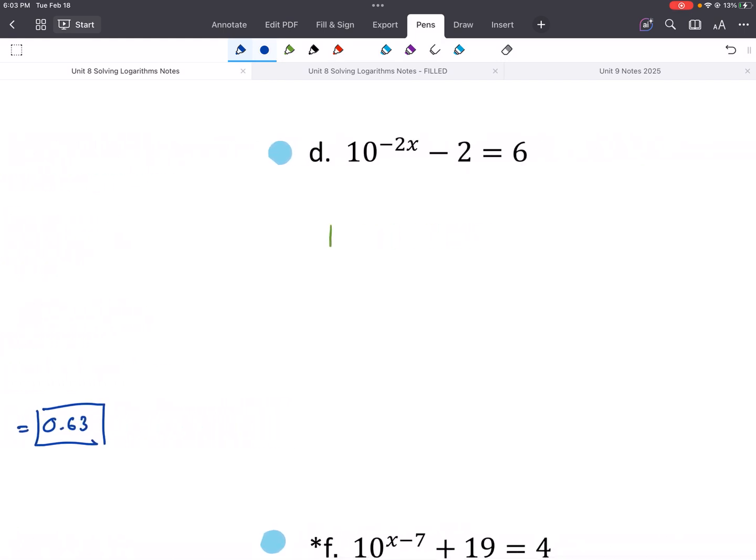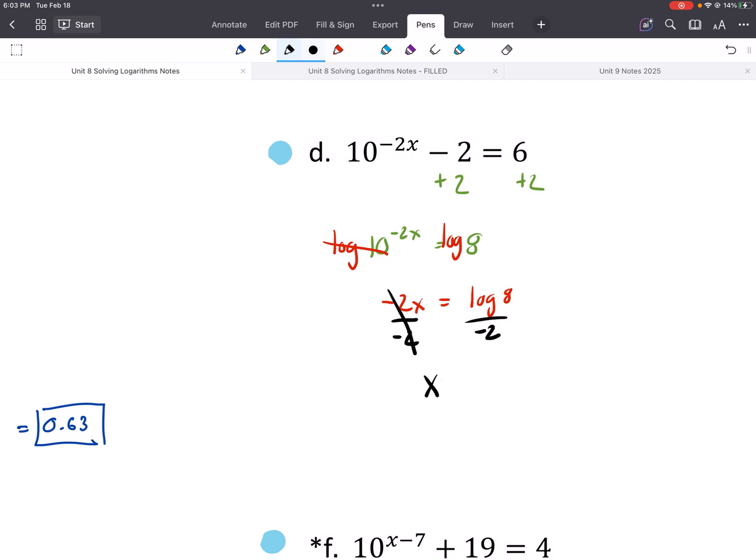This one's very similar. It's just a base of 10, so we'll still add 2 as our first step. Next, we want to get rid of the base by using its log. And it's just a log base 10, but we can just use log. And then our last thing would be to divide both sides by -2. And then we would round to -0.45.